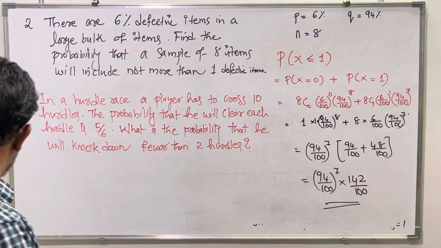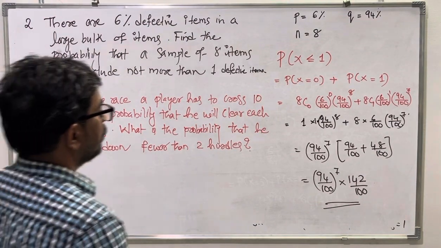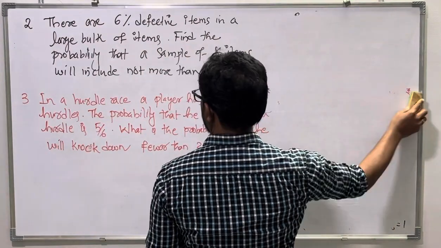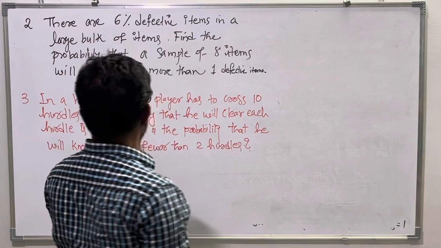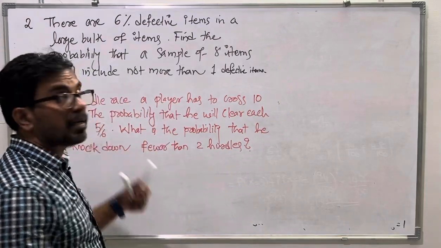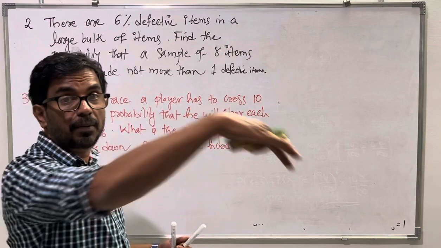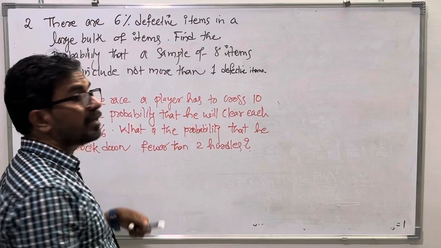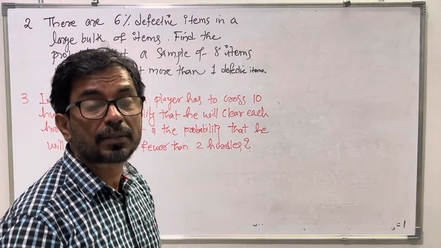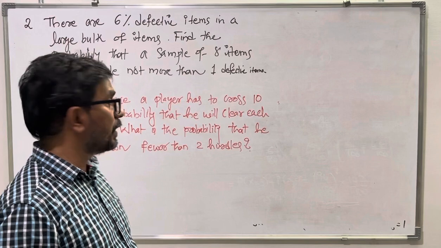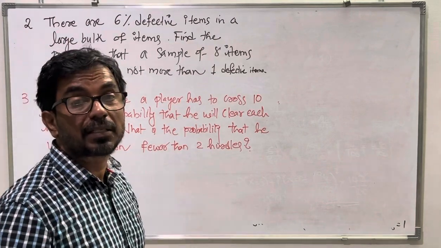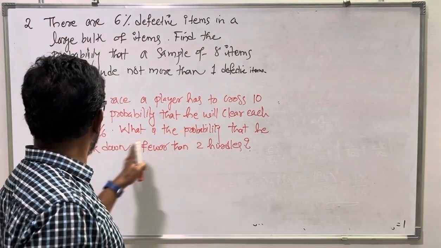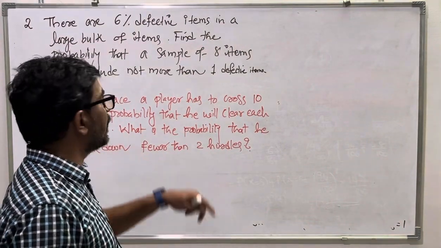Okay, now let us do another question. The second question is: in a hurdle race, a player has to cross 10 hurdles. You know what hurdles are? You have to jump and run. So there are 10 hurdles. Probability that he will clear each hurdle is 5 by 6. Each hurdle, his probability of getting over it is 5 by 6. That means there is a chance of 1 by 6 that he may knock it down and fall. So what is the probability that he will knock down fewer than 2 hurdles?